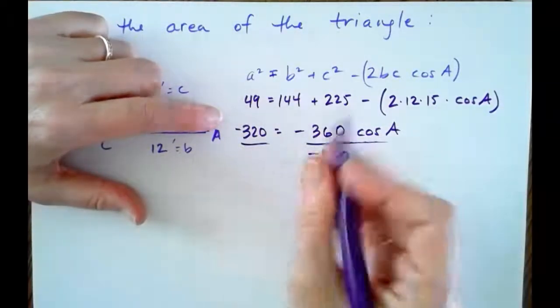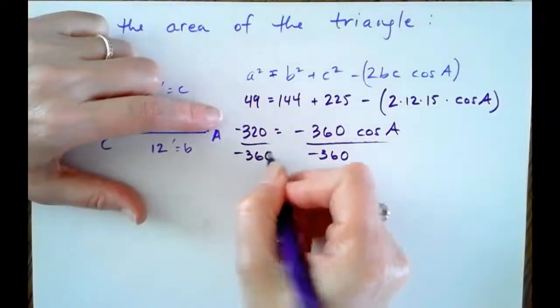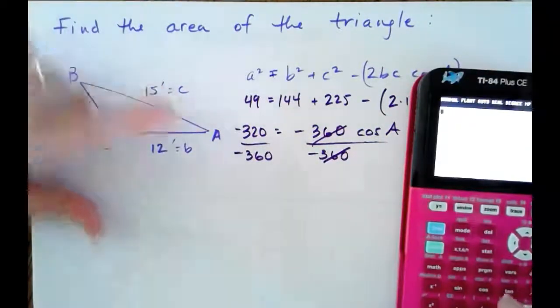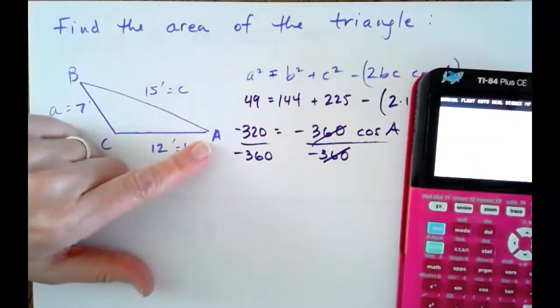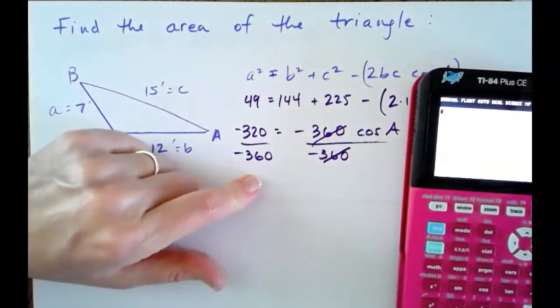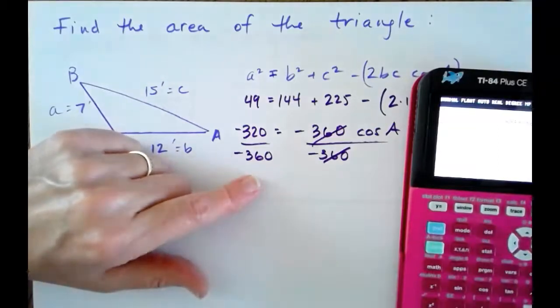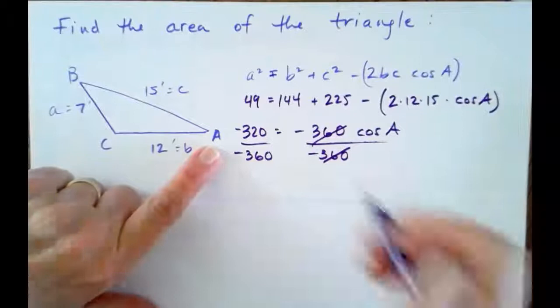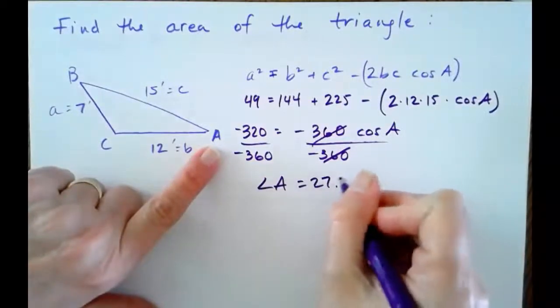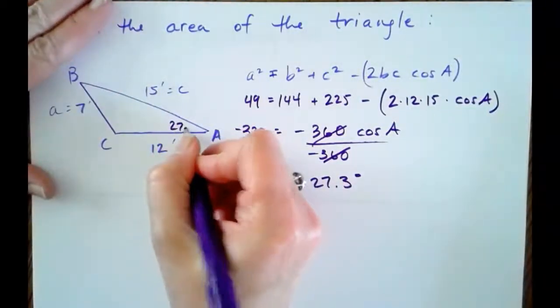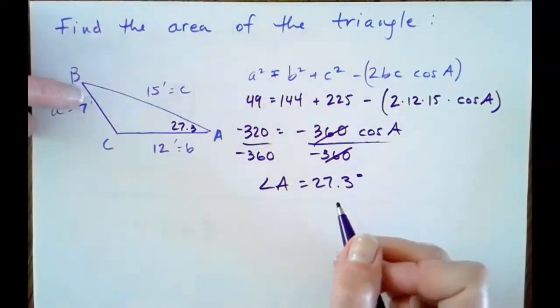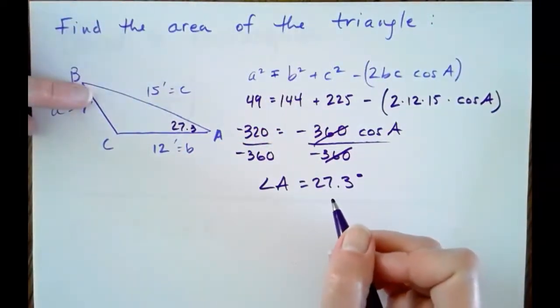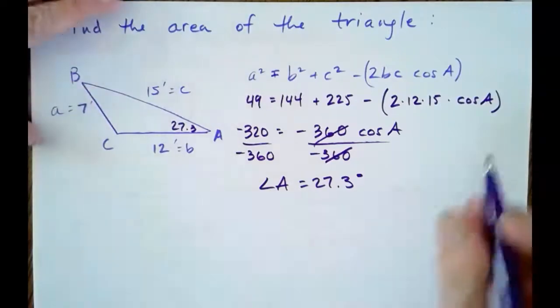Divide in order to get cosine A by itself. So we're anticipating this to be an acute angle. So we have 320 divided by 360, and we will take the inverse cosine of that number. So we find angle A is 27.3. Angle A, 27.3. Let's go ahead and find angle B, and now we can utilize the law of sines.